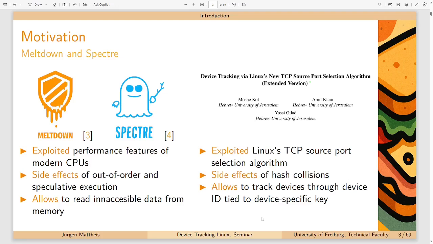These two attacks also demonstrated a broader principle, namely that complex systems often leak information that shouldn't be accessible by side effects. And in a similar spirit, these three guys here found an attack that exploits Linux's TCP source port selection algorithm, and it uses the side effects of hash collisions to track devices across networks and browser sessions.